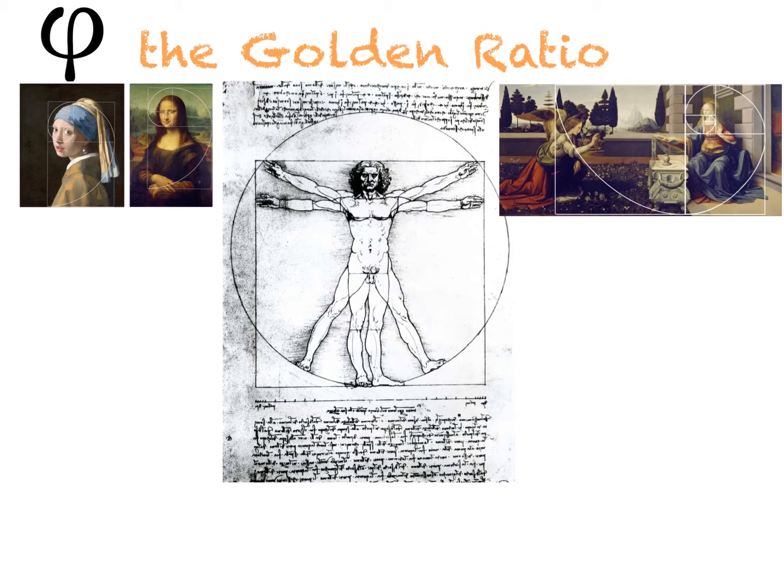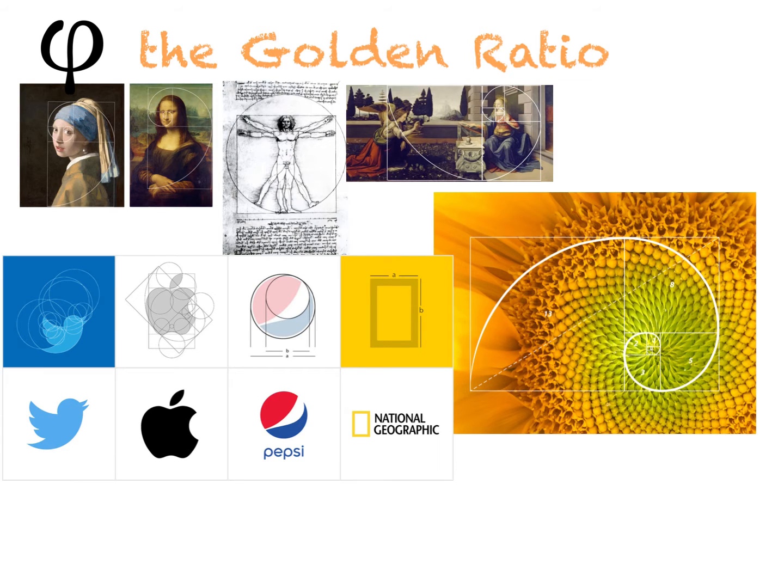Painters like Johannes Vermeer painting The Girl with the Pearl Earring, of course Leonardo da Vinci's Mona Lisa, The Man, and The Annunciation all have elements of Fibonacci spirals and the golden ratio in their work. But modern day artists use this pleasing golden ratio Fibonacci spiral in their artwork as well.